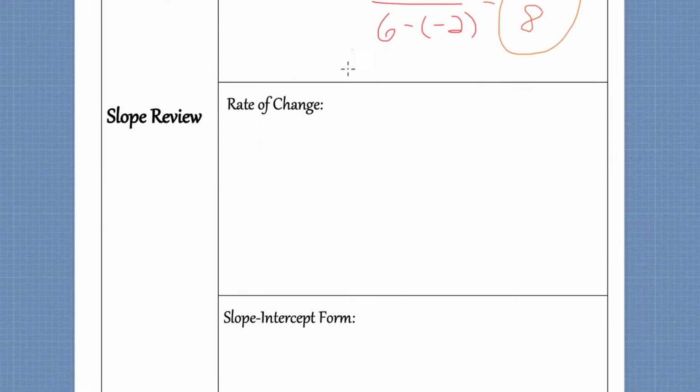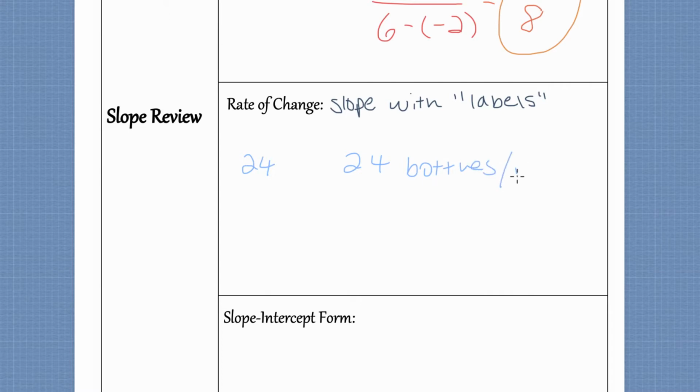So now we're looking at rate of change, and rate of change is basically just slope with labels. What I mean by that is the problem will give us an independent and a dependent variable, and it'll give us a situation to go with it so that we can write labels at the end. So instead of writing just 24 as a slope, I would write 24 bottles per minute. If that was the particular situation, I would write 24 bottles per minute instead of just writing 24. We'll see some more detailed examples of rate of change on the next page.